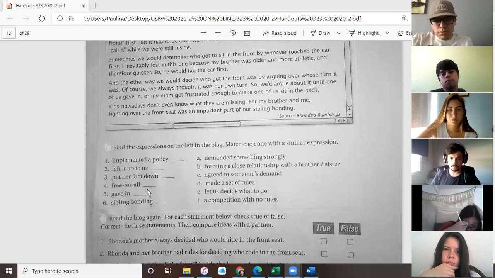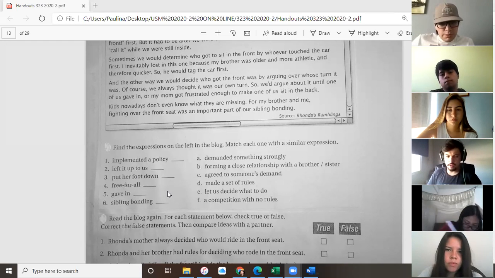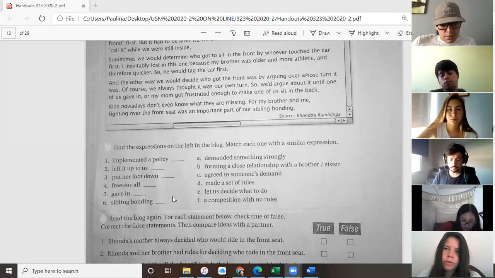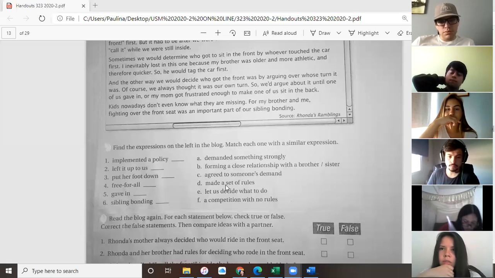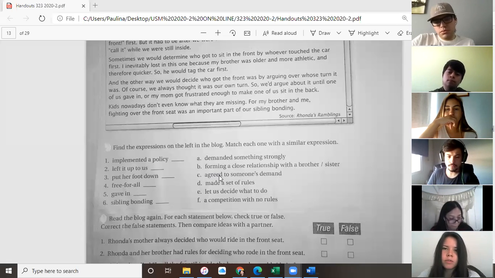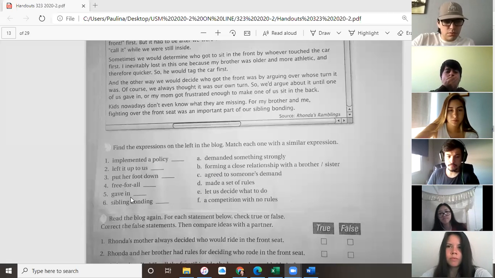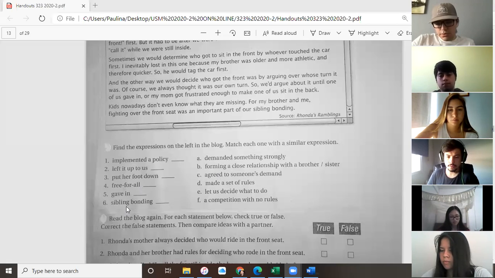And then free for all. What is free for all? A competition with no rules. Yes, a competition with no rules is free for all. And gave in is agreed to someone's demand. I told you that's darse por vencido. I gave in. And sibling bonding is forming a close relationship with a brother or sister.